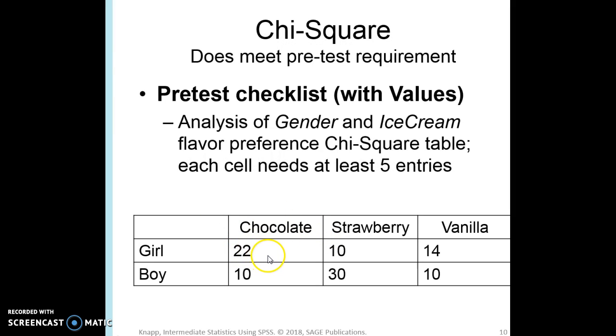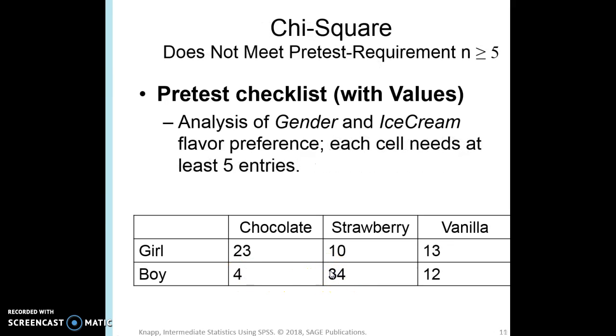Girls, 22 like chocolate, 10 like strawberry, 14 like vanilla. Boys, looks like their preference was strawberry. Let's go on with this. But what if we had gotten our results back and they look like this? 23 girls like chocolate, 10 like strawberry, and 13 like vanilla. 4 boys like chocolate, 34 like strawberry, and 12 like vanilla.